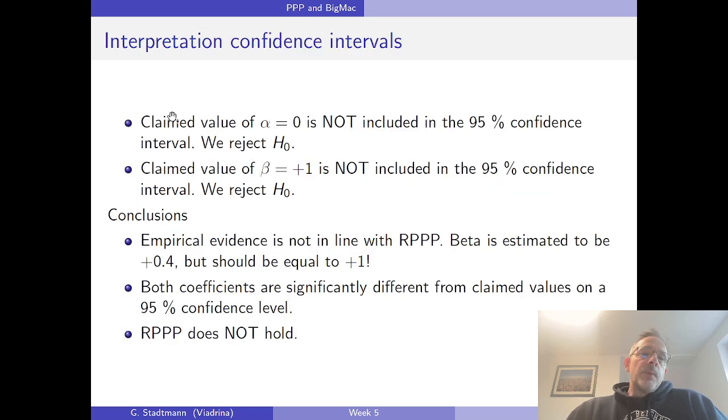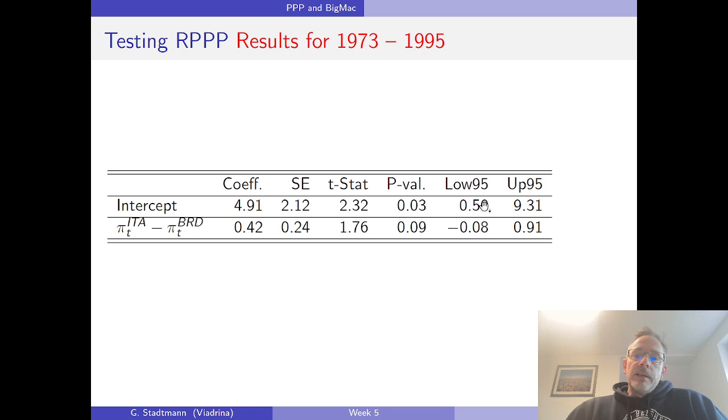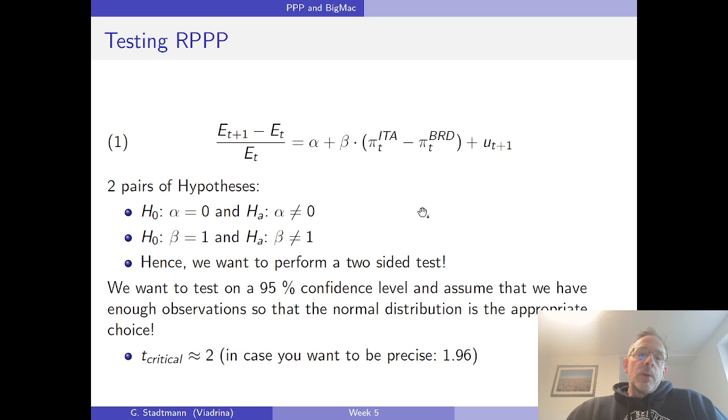Therefore, let's interpret the confidence interval first. That's easier. The claimed value of 0 is not included in this confidence interval. Therefore, we are rejecting the null hypothesis that alpha is equal to 0 and alpha is unequal to 0.